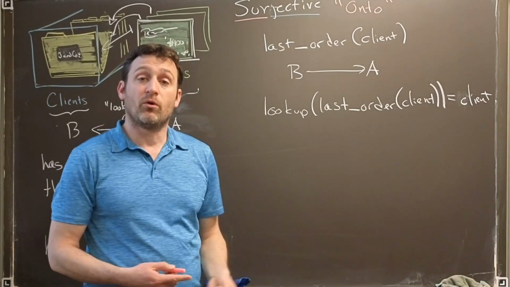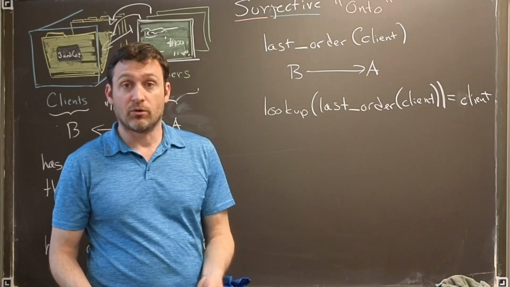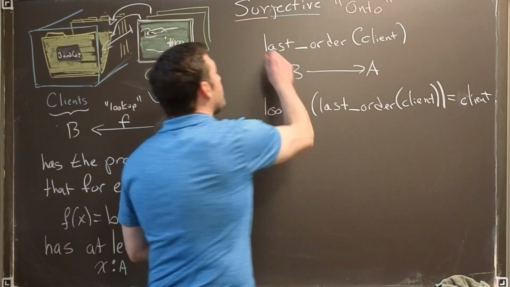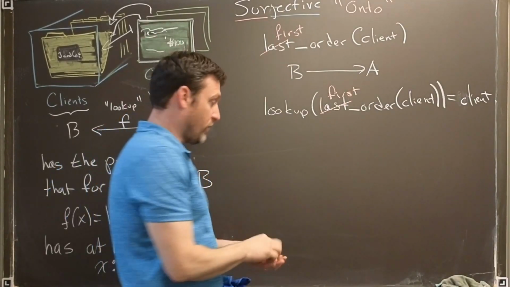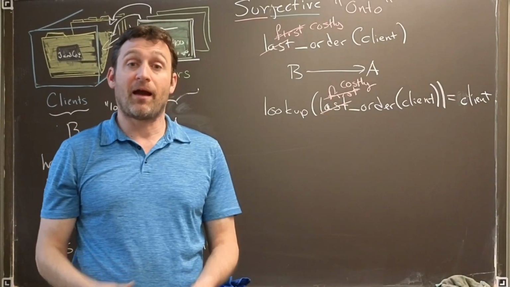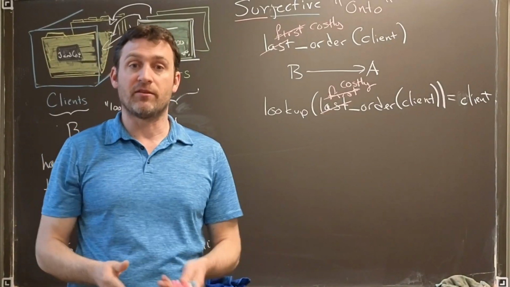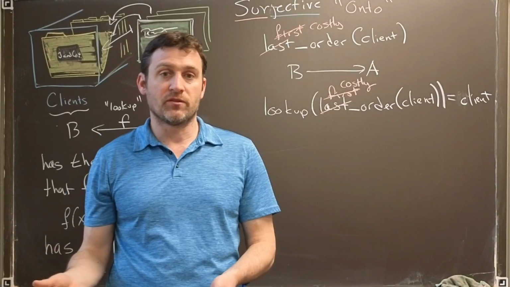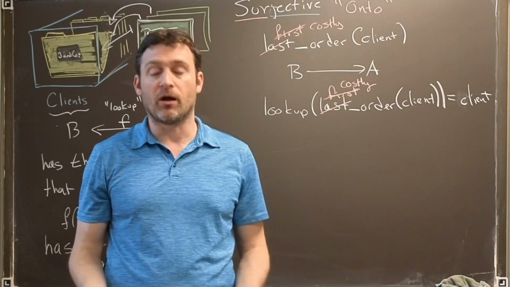Notice this property would hold for many other choices other than last order. For example, I could have used first order or most expensive order. Whatever method we use to look up an order, what we're doing is serving back one of the possible ways to verify this was a client. We're not interested in servicing somebody who hasn't actually spent money in our company.